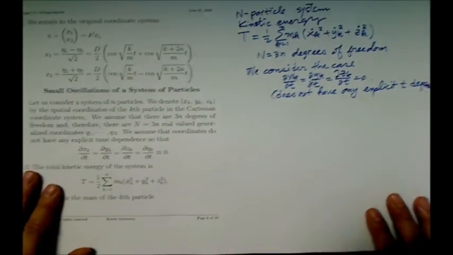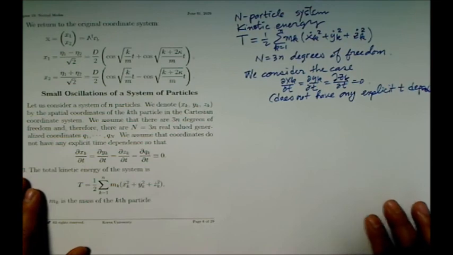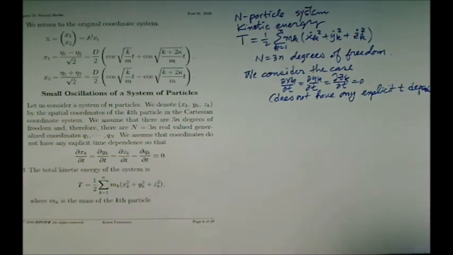Now let us consider a small oscillation of a system of particles. The reason why we study this is we would like to extend this method of normal coordinates to n oscillators. Once we extend this method to n oscillators, we would like to extend it to the case n goes to infinity.